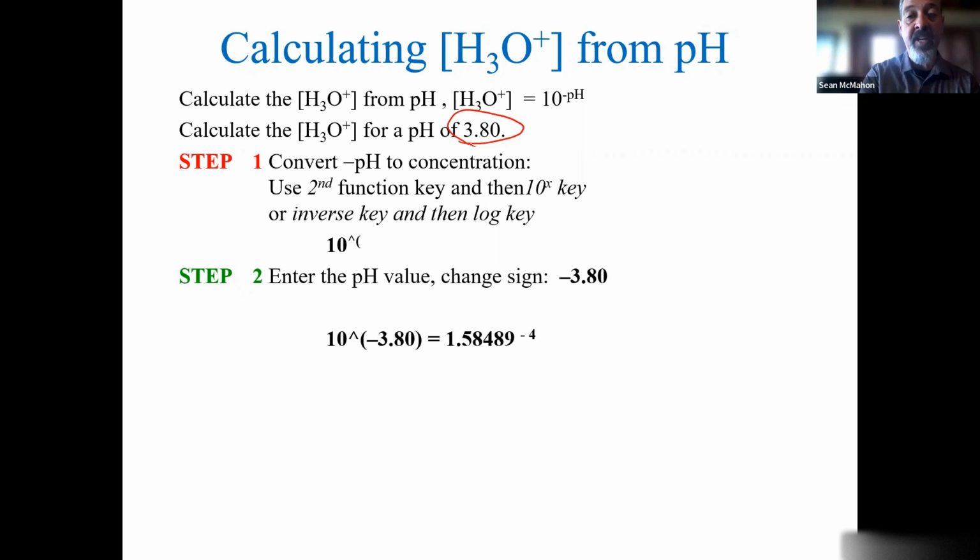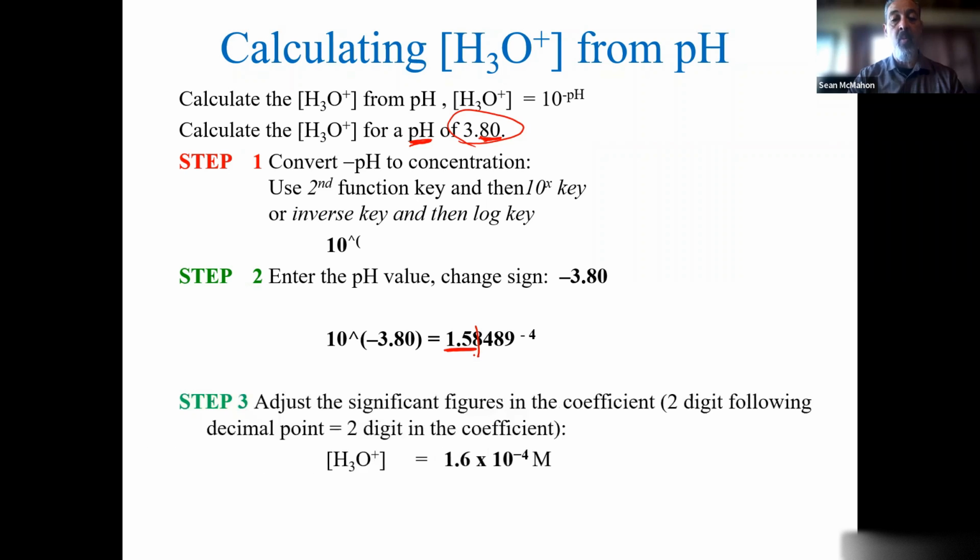However, how many sig figs? Well, remember, with pH, because it was a log function, we go after the decimal. We only want 2 sig figs. So it's going to be not 1.5, because we look to the right, it's an 8. It's going to end up being 1.6 times 10 to the minus 4 molarity.